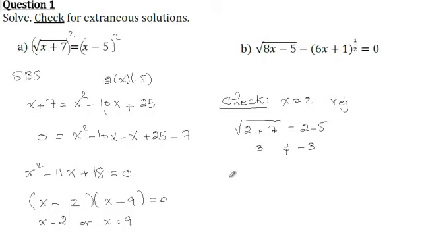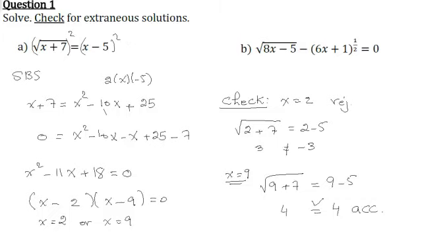Now, check for x equals 9. For x is equal to 9, radical 9 plus 7 equals 9 minus 5. 9 plus 7, 16. Radical 16 is 4. 9 minus 5 is 4. So 4 is equal to 4, which is true. So the answer is accepted. So x equal to 9 is accepted. So the only solution for this equation is 9.